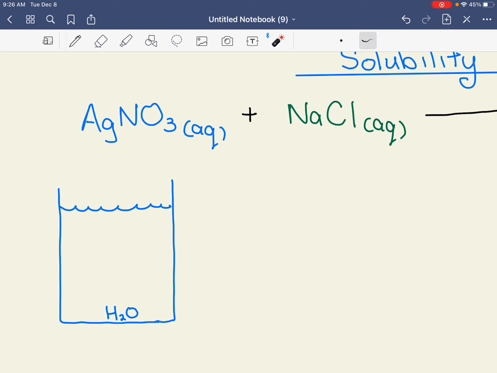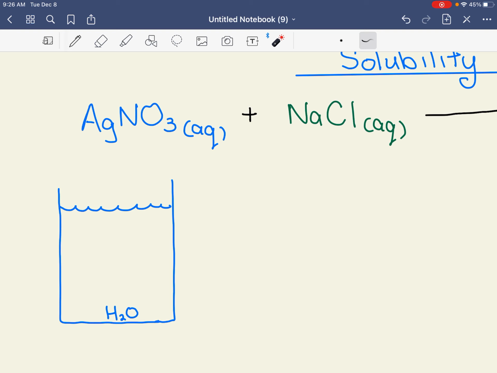Now, how do I know that silver nitrate dissolves in water? Well, it's pretty simple, actually. All you have to do is look at the solubility table, and it will tell you that silver nitrate is certainly dissolvable. In fact, all nitrates are dissolvable, so that's an easy one to know, right?